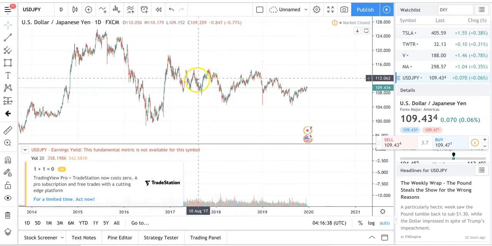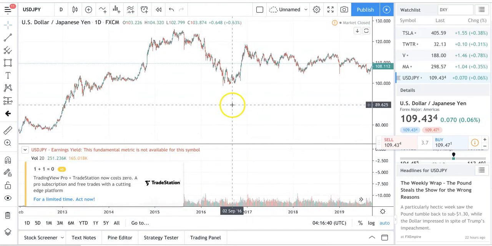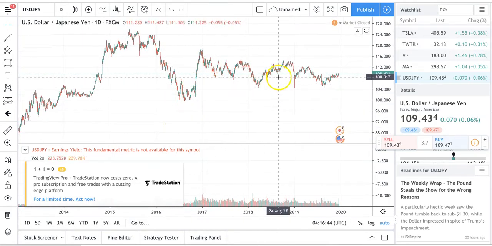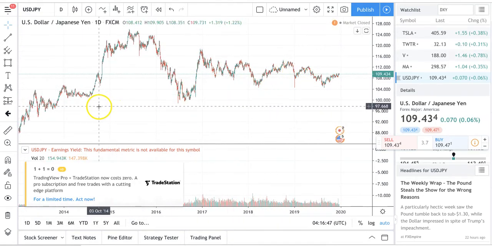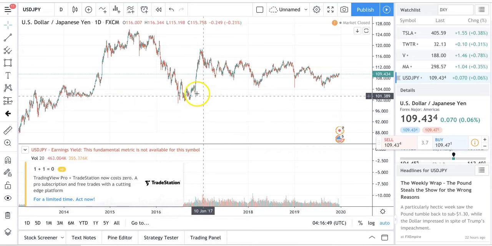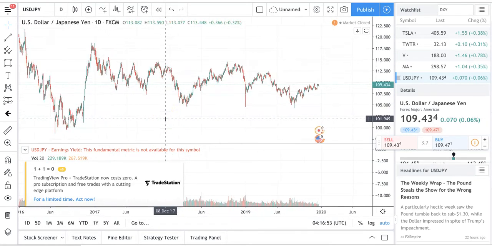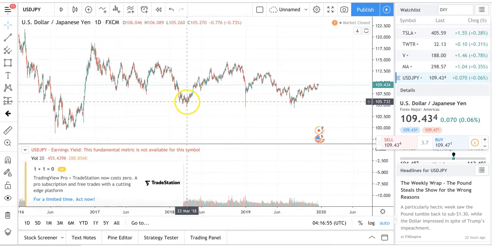Now let's see what we got here. Okay, so just looking at the daily, I want to see if I have any pushes up. Okay, so I see some. All right, wherever you see the consolidation and then a major push, that's where you want to put one.